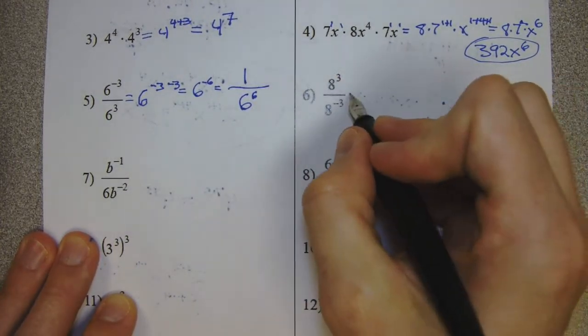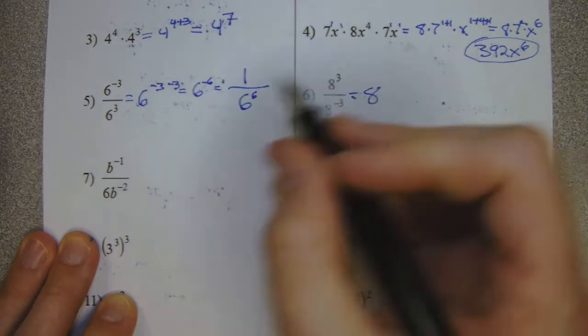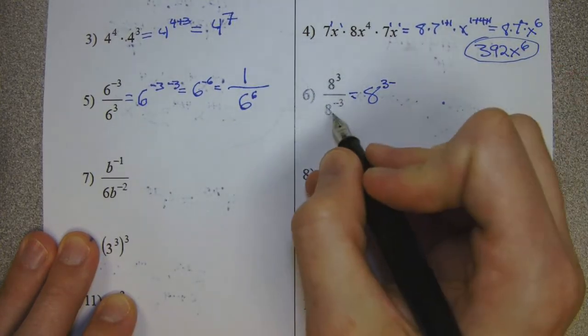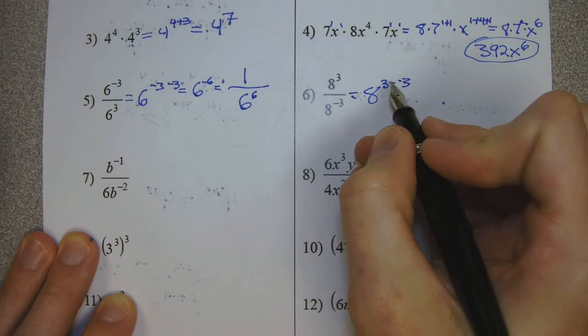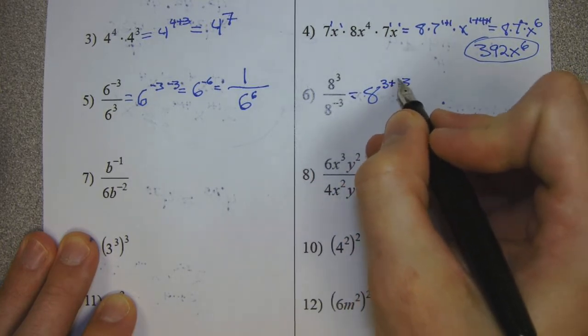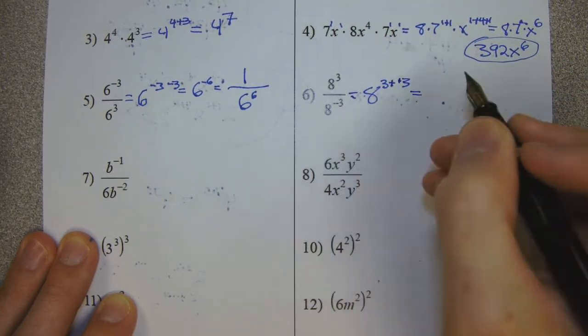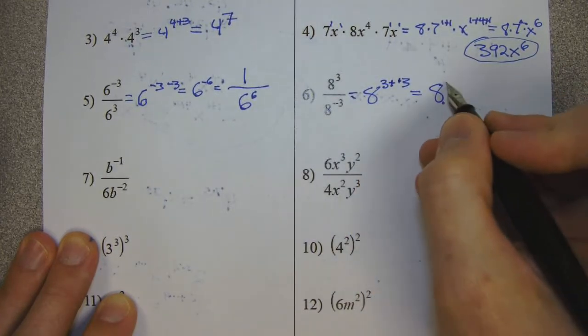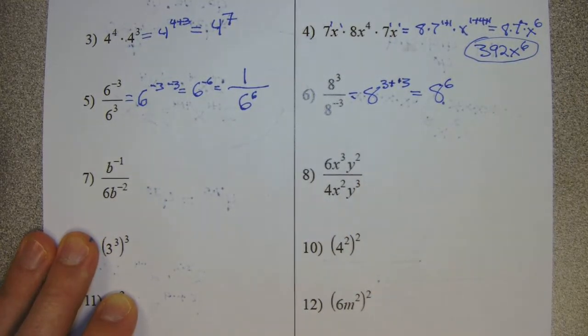Let's try another one. We've got 8, so we keep that base, to the third, subtract negative 3. Remember, subtracting a negative: add a line, change a sign. Makes it easier. We keep that 8, and we add 3 and 3, and that is 6. So 8 to the 6th.